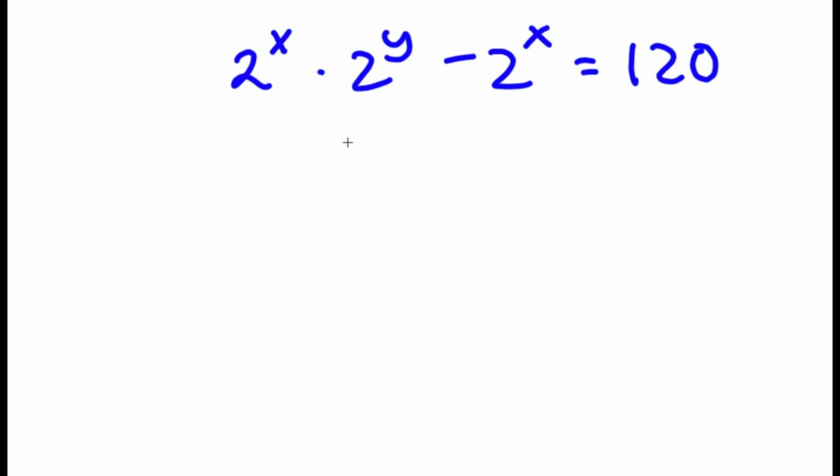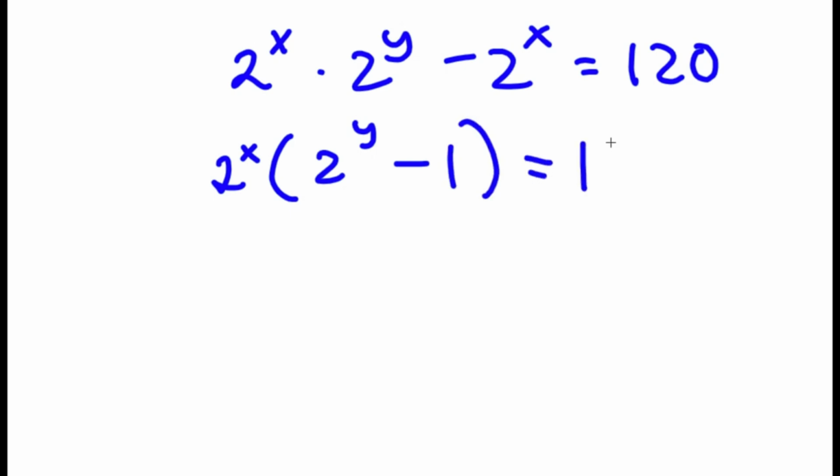Now, I'm going to go ahead and factor out 2 to the power of x from my left-hand side. So now I have 2 to the power of x times, now 2 to the power of x times 2 to the power of y divided by 2 to the power of x is simply just 2 to the power of y, and negative 2 to the power of x divided by 2 to the power of x is negative 1. So this is equal to 120.